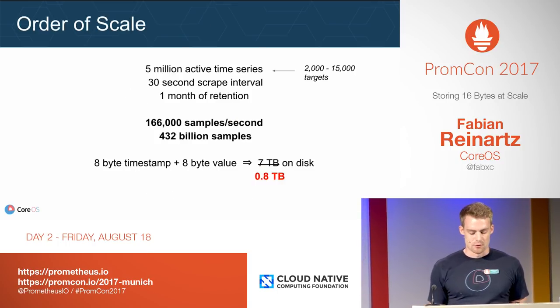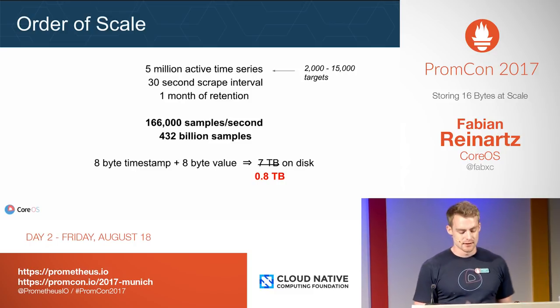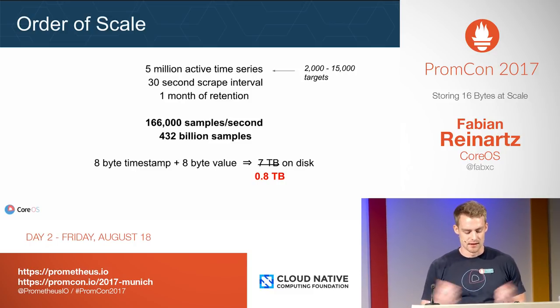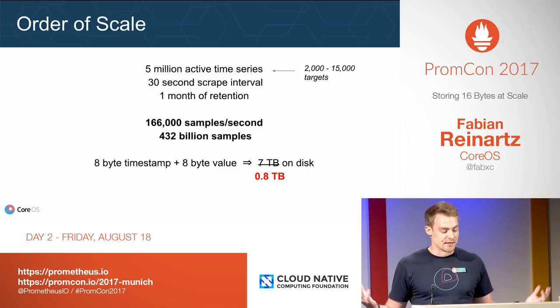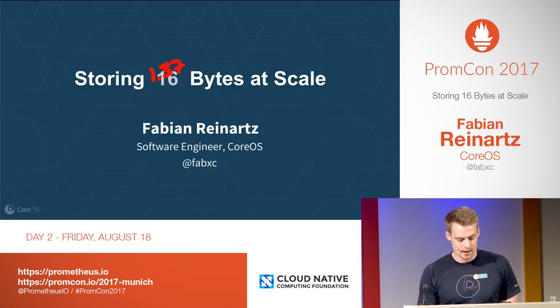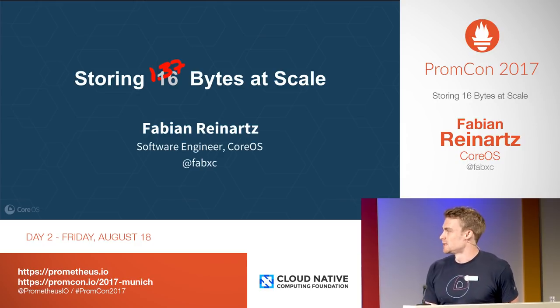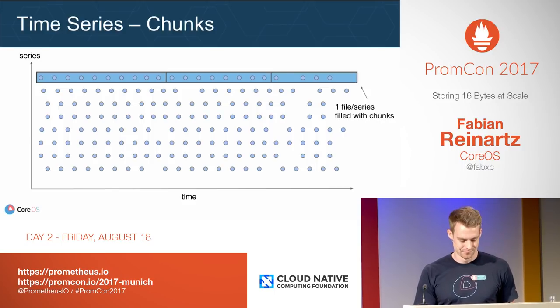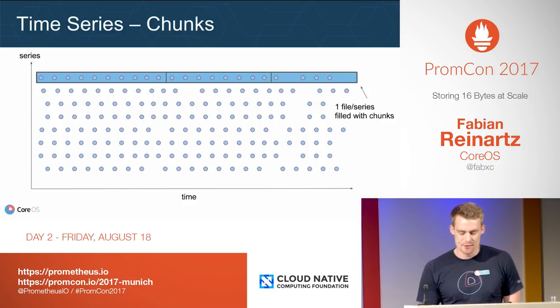And this turns our 7 terabytes into 0.8 terabytes. And it's a constant improvement, right? It's not scaling anything per se, but it's pretty important because it buys you so much. And this turns our problem of storing 16 bytes at scale into storing 1.37 bytes at scale, which is a smaller problem. So how did Prometheus 1 do this?